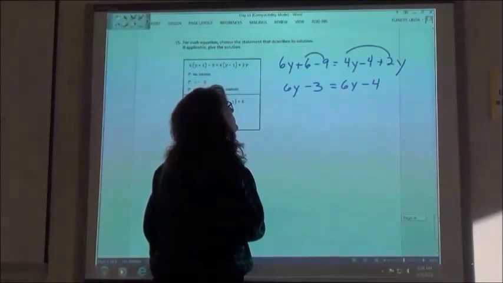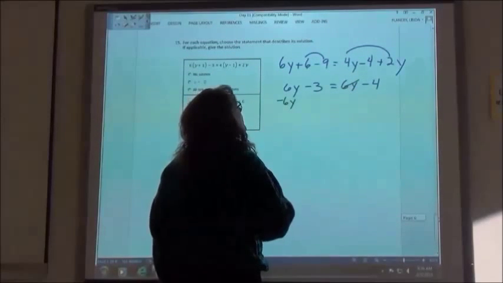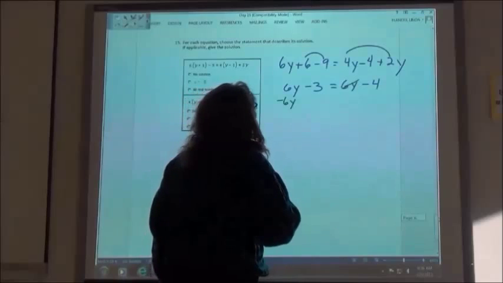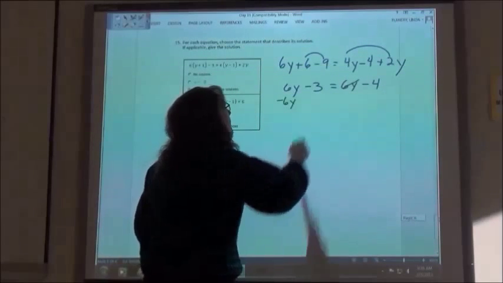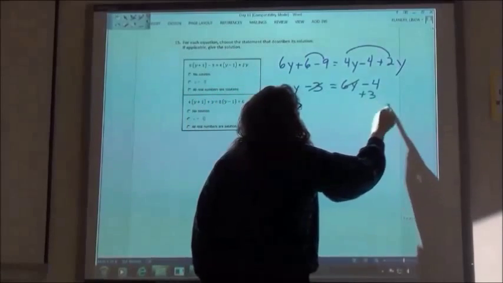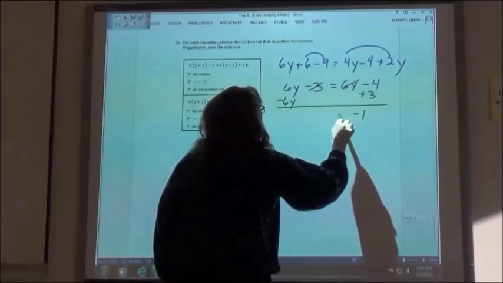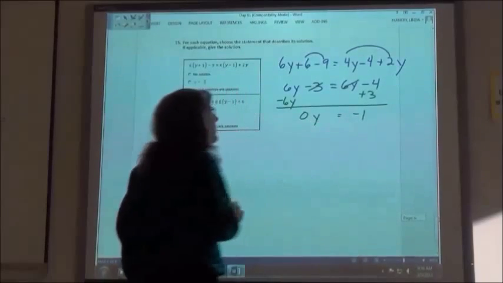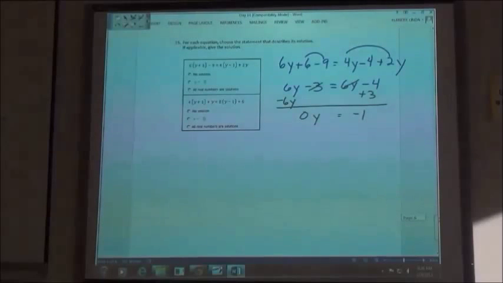Okay, so then you bring your negative 6, your positive 6y becomes a negative 6y. And your negative 3 becomes a positive 3. That'll be 0y equals negative 4 minus 3, which is negative 1. So there's no solution. Exactly.